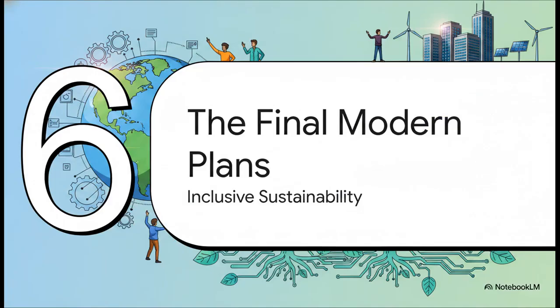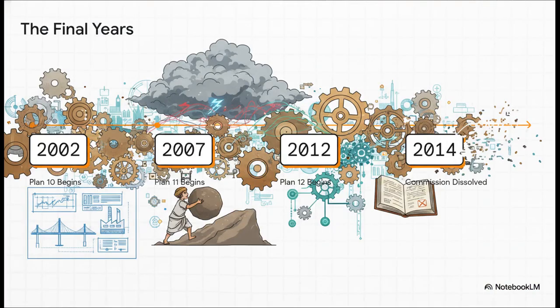Section 6, the final modern plans. The push for inclusive sustainability. Entering the 21st century, we see how the nation's goals evolved dramatically from basic agricultural survival to striving for true global competitiveness. Tracking this final chronological arc, Plan 10 kicks off in 2002, Plan 11 in 2007, which notably had to navigate overlapping with the massive 2008 global financial crisis, and Plan 12 begins in 2012.